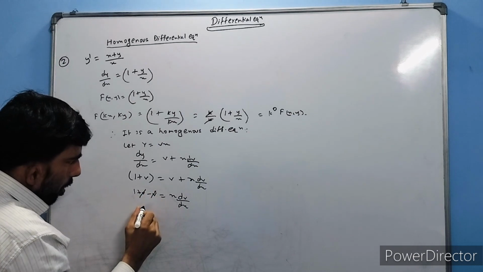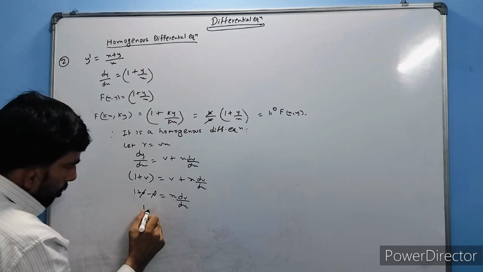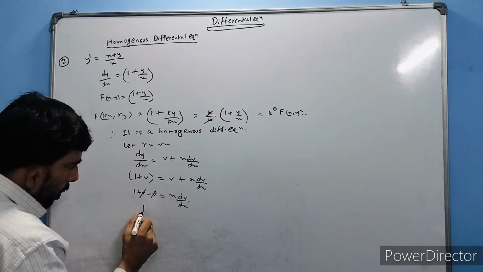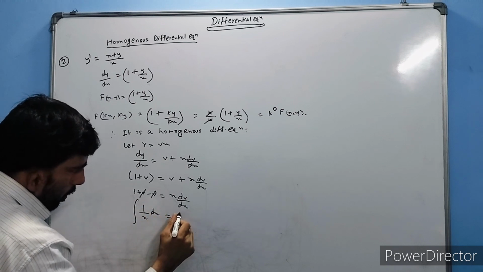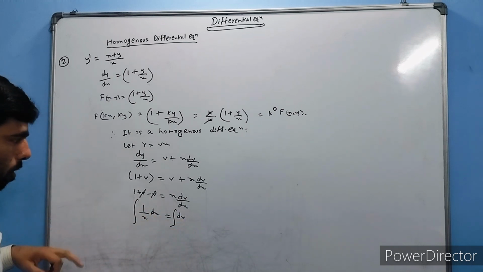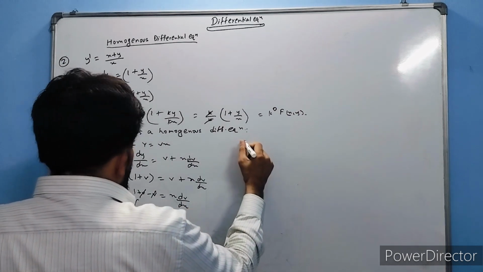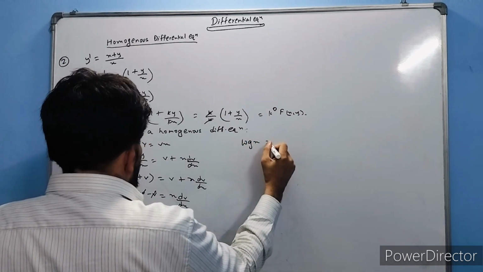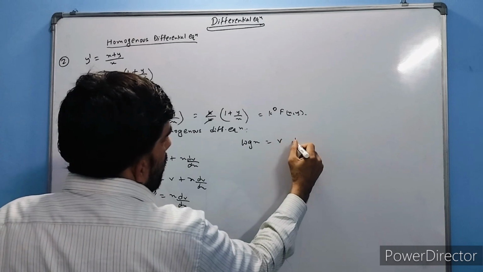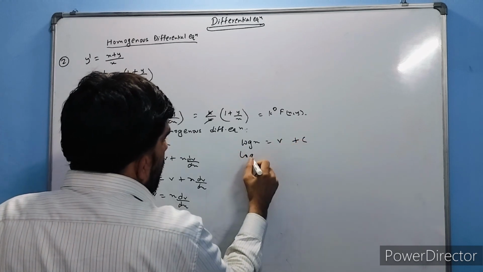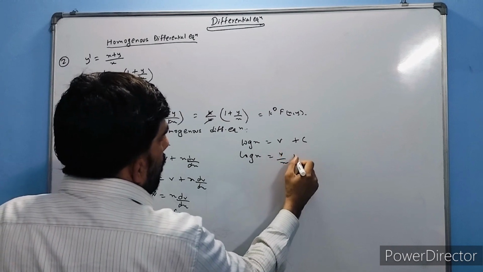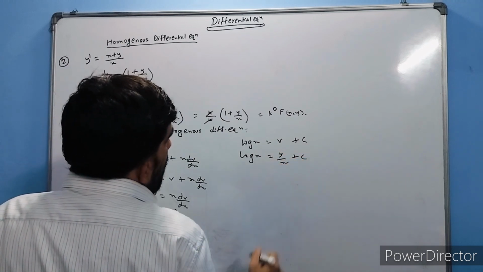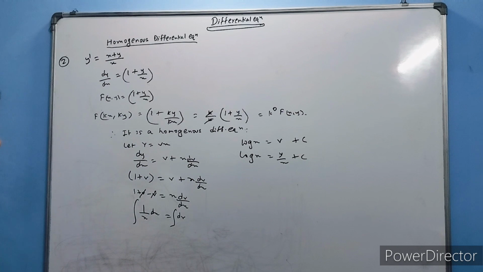Now 1 upon x dx is equal to dv. So what I have got here, let's try to solve. Log x is equal to v plus c. Now log x is equal to, what is v, y upon x plus c. So that is how we can solve.